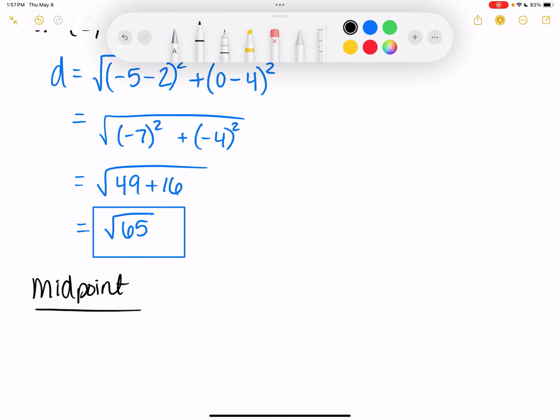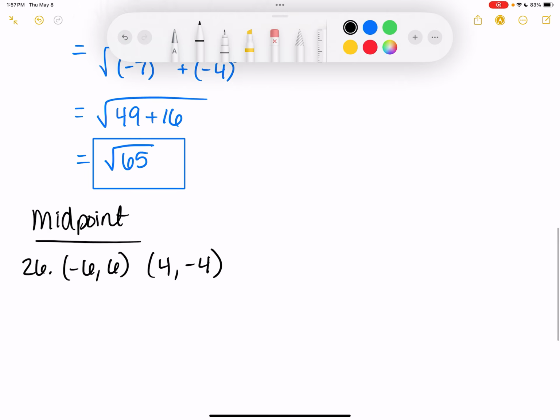So let's see. 26. -6, 6, and 4, -4. So remember, midpoint, a lot of times what I do to start with so that I don't forget is I'll go ahead and write this as an ordered pair, right? So that I don't forget that that's what my answer is going to look like in the end. So I've got x1 plus x2, and again, it doesn't matter which one's 1, which one's 2. They're 2 things being added together.